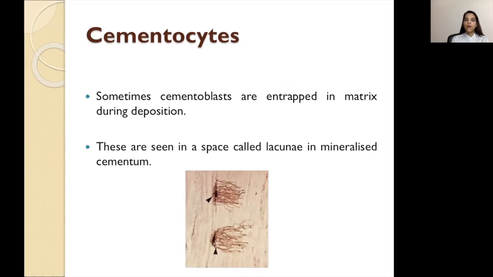We should also know about cementocytes. Sometimes cementoblasts are entrapped in a matrix during deposition. So the cementoblasts are entrapped in a self-generated matrix. Then they are called cementocytes. They are seen in spaces called lacunae in mineralized cementum. And in the picture, the arrowed ones are the cementocytes.